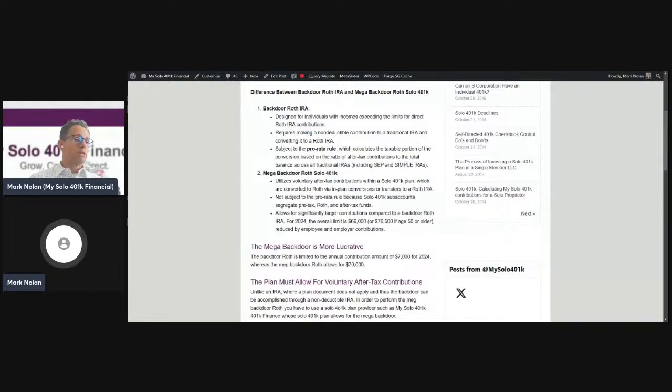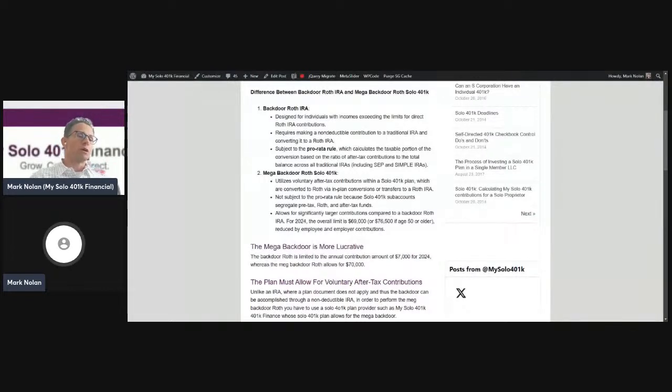Now, that pro rata rule does not apply to the mega backdoor. That's one of the big differences between the backdoor Roth and the mega backdoor Roth, aka mega backdoor Roth solo 401k, or mega backdoor Roth 401k if we're talking about a full-time employer 401k. And the reason that pro rata rule does not apply to the mega backdoor Roth is because the funds are held in a separate holding account under that 401k, a solo 401k in the case of a self-employed individual, where you have separate holding accounts for each source of funds.